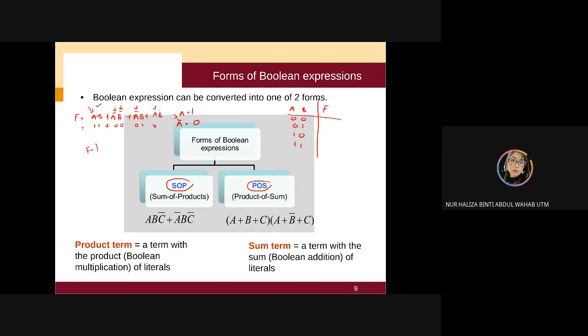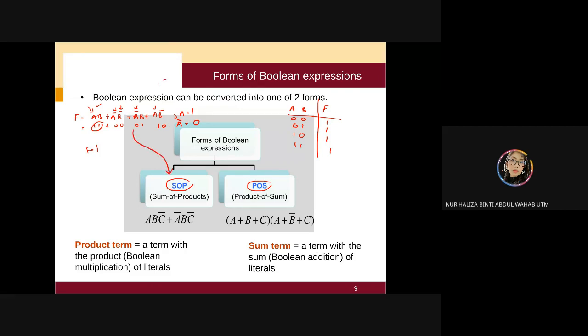A, B bar. Our A is 1, B is 0. So from here you can see if you have 1, 1, you get 1. If you have 0, 0, you get 1. If you have 0, 1, you get 1. And 1, 0, you get 1. So this is how you drew the truth table last time, right? But it is applied to SOP.